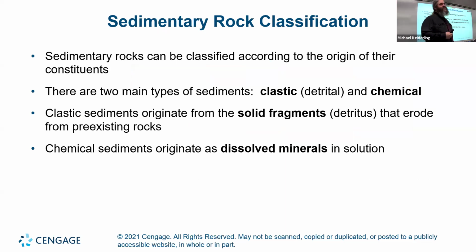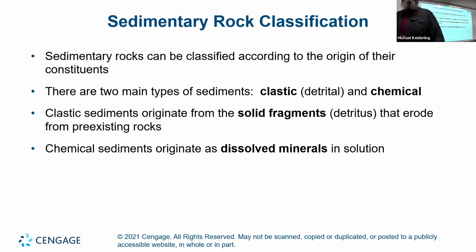So sedimentary rocks can be classified according to the origin of their constituents. There are two main types: clastic or detrital sedimentary rocks and chemical sedimentary rocks. Clastic sediments are just broken up bits of rock. So these are things that originate from solid fragments, detritus that erodes from pre-existing rocks. This makes things like conglomerate, sandstone, mudstone, things like that. They are bits of existing rock that are glued together.